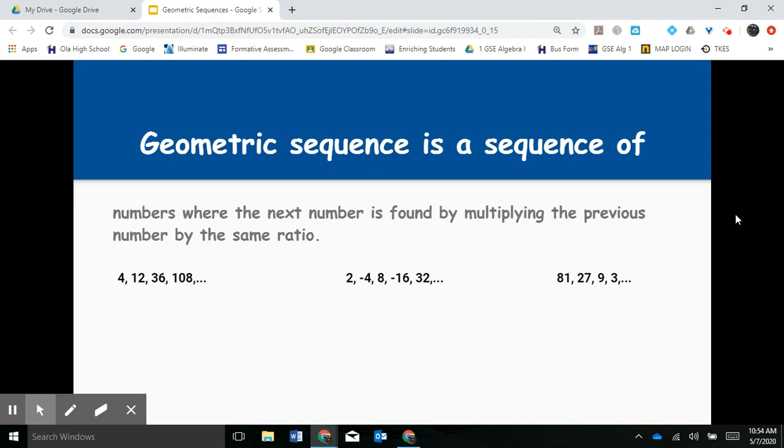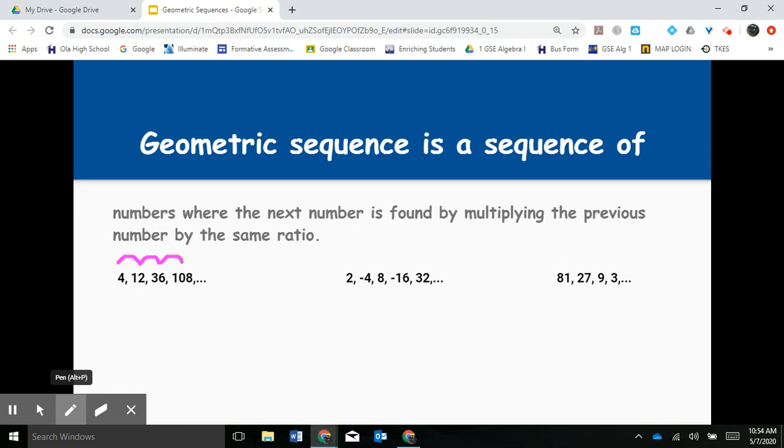We said the common difference. A geometric sequence has a common ratio. It means it's being multiplied by the same thing over and over and over again. For instance, 4 times 3 is 12, times 3 is 36, times 3 is 108. So this is a geometric sequence.